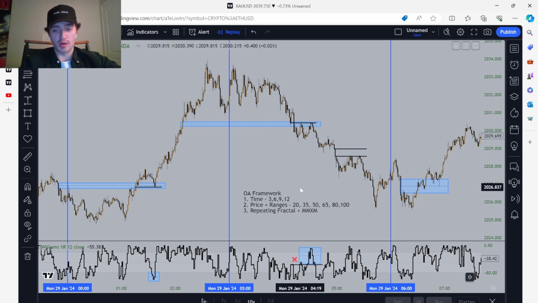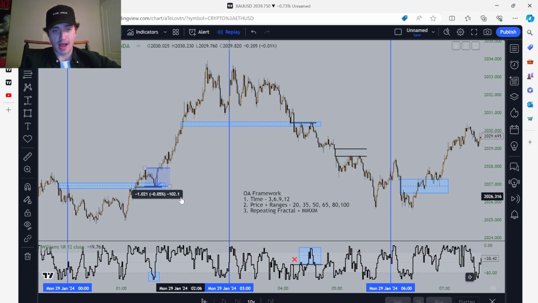And so what we're going to want to be aware of, guys, when we're trading optimal advance and we're using the 1% R, you're going to want to be aware of the ranges that unfold. So the retracement. Okay, so again, what numbers do we look for? Right? 20, 35, 50, 65, 80, 100.